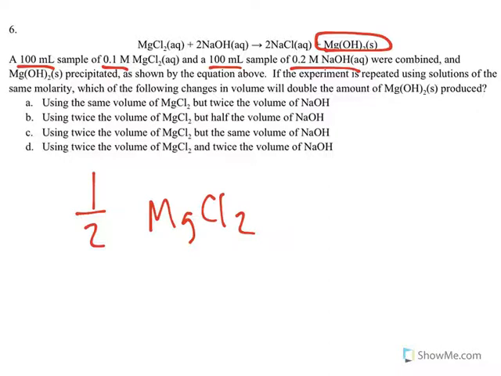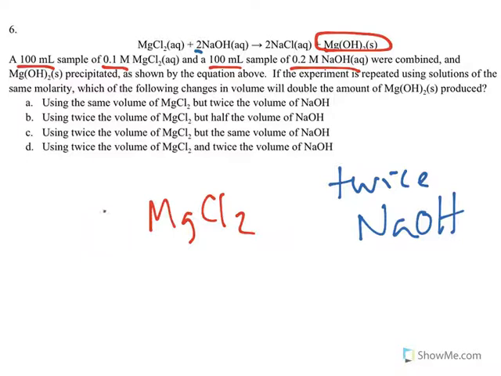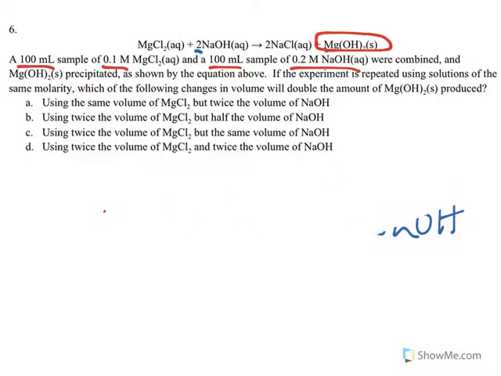However, the NaOH has a coefficient of 2 out front, so it's being consumed twice as quickly. So even though you have twice as much NaOH, you are using it twice as quickly, so you're actually going to run out of both of these at the same time. So knowing that, let's look at the answers.